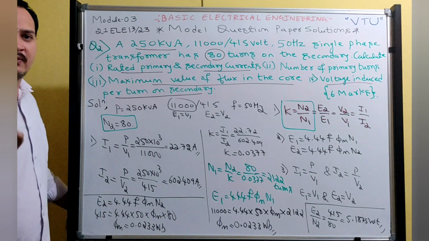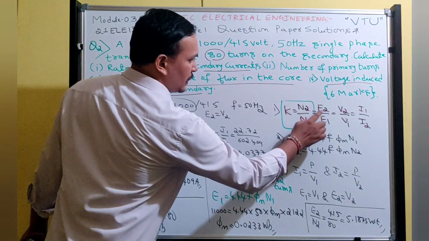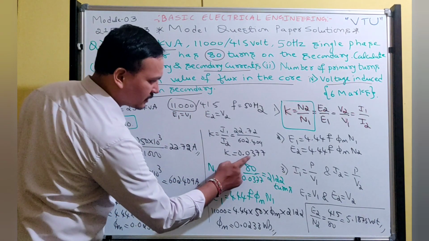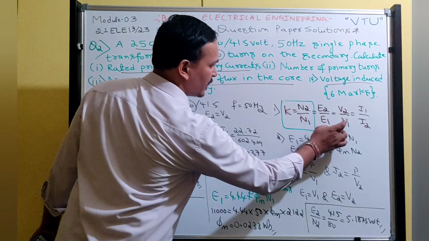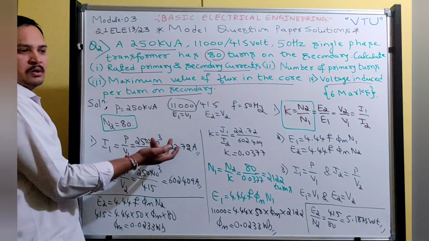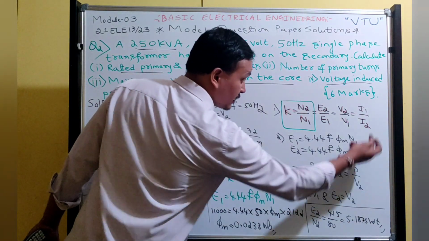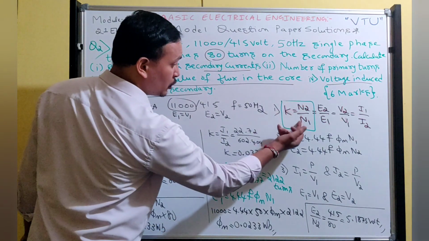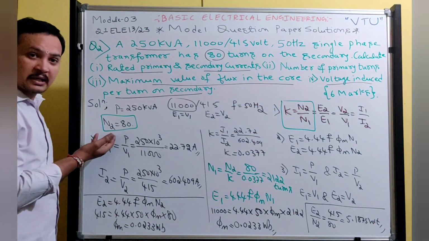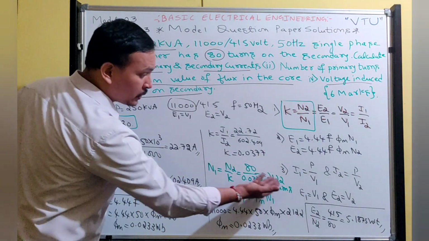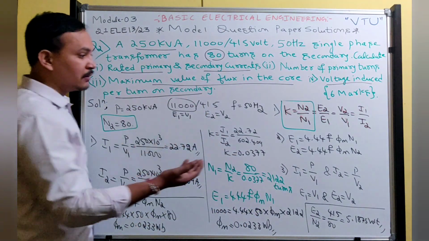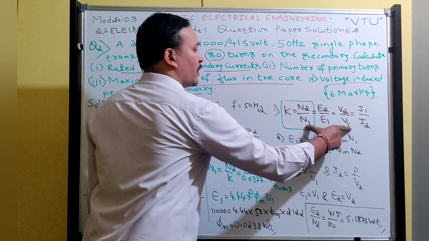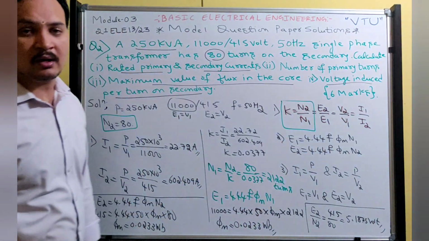Got it? Final verification. You take E2 by E1. This is E2, this is E1. Calculate, you will get the K value. Same like this, now V2 by V1, because I told you E2 is equal to V2 and E1 is equal to V1. Obviously, you will get the same answer. Next is I1 by I2. You calculate, you will get the same ratio. Next is N2 by N1. N2 is 80, divided by N1, which is 2122. Again you will get the same value of K. Whatever you do, this is a very important step to cross verify your answers.